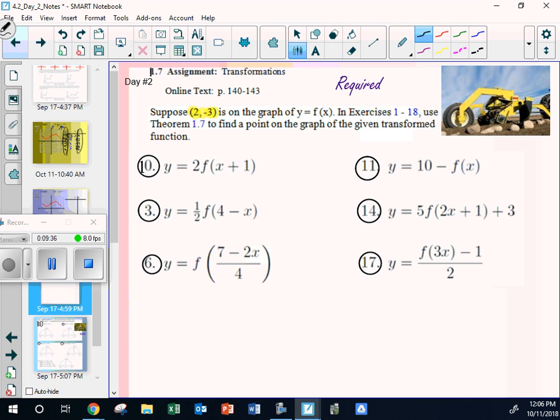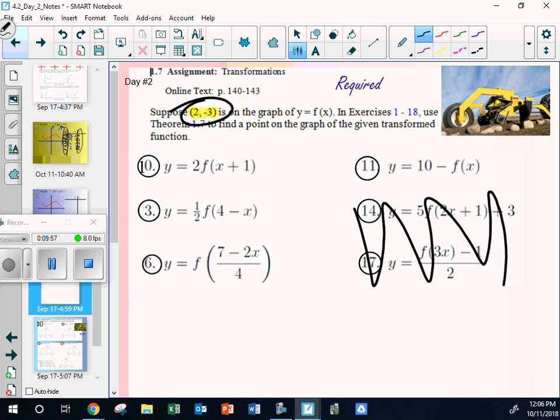Find this page first. And don't overthink this. This is not list a whole bunch of points and then change them all. This is take that point and change it based on the little rule. So it's like the tables, except you just have to do it with one point. It's kind of nice. All right, we'll skip a few here.